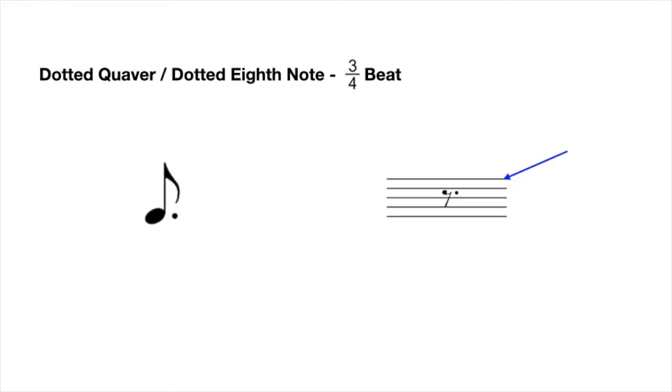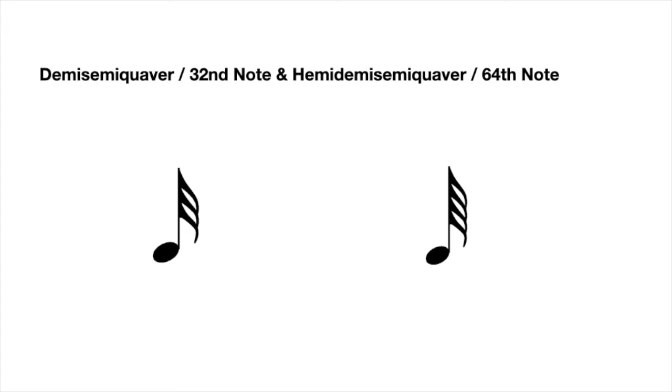This is a not so common note called the breve or double whole note. It has a value of 8 beats, twice as long as a semibreve. You may also come across these rare ones, the demi-semiquaver or the 32nd note, or the hemi-demi-semiquaver or the 64th note. Let's draw.